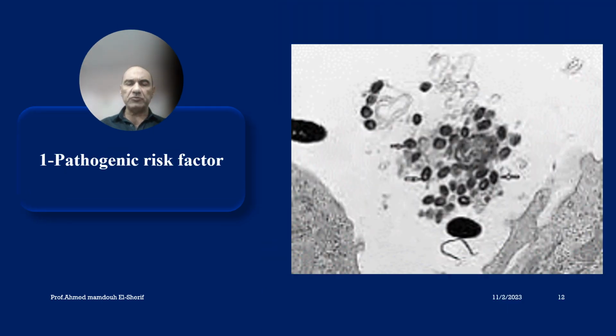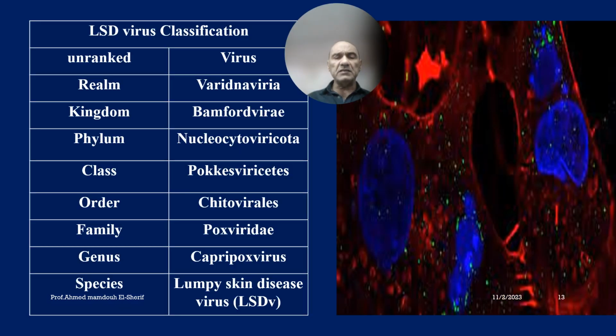Pathogenic risk factor. We see in this picture the brick-like shape of lumpy skin disease virus, taken by electron microscope in an infected lesion. Lumpy skin disease virus classification. The picture shows lumpy skin disease virus in blue color in the tissue, taking red color with evacuation, and the antibodies are taken in the green line.